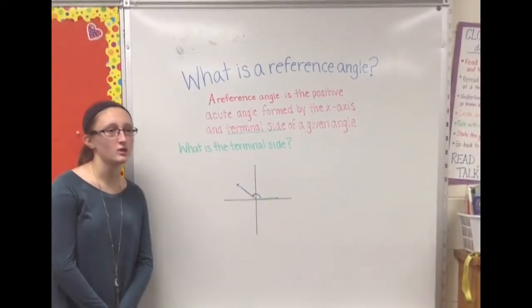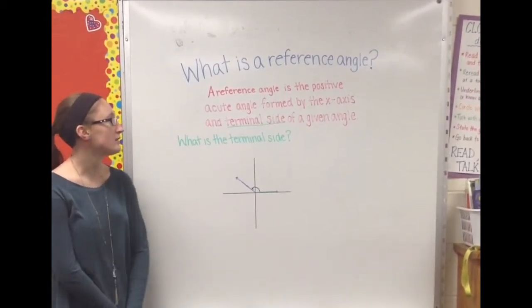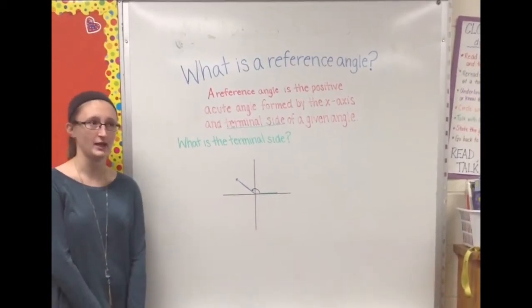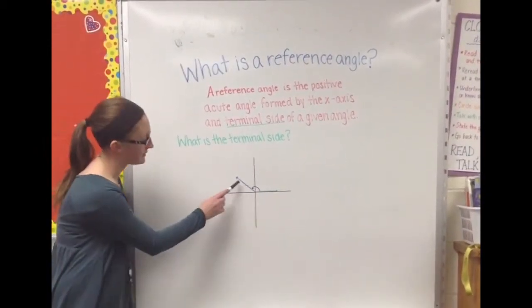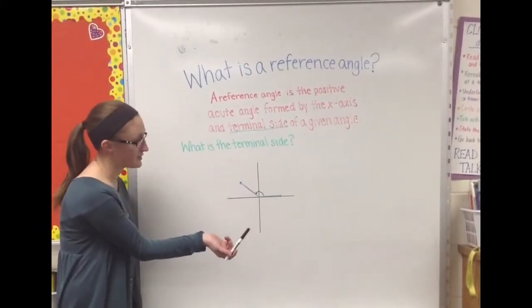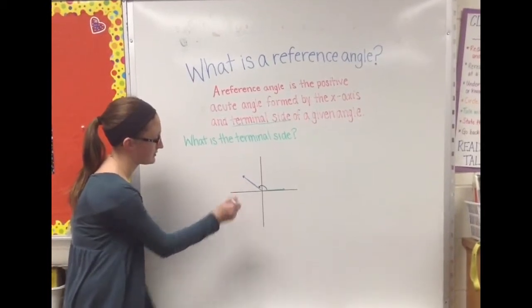Reference angles. Before we start talking about reference angles and how to find them, we have to understand what a reference angle is. A reference angle is the positive acute angle formed by the x-axis and terminal side of a given angle. The terminal side is the ending side of the angle, right over here. So the reference angle would be from this side to the x-axis over here.